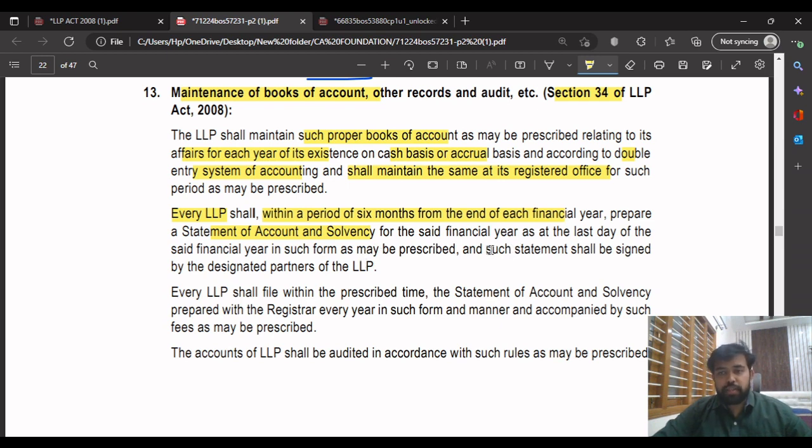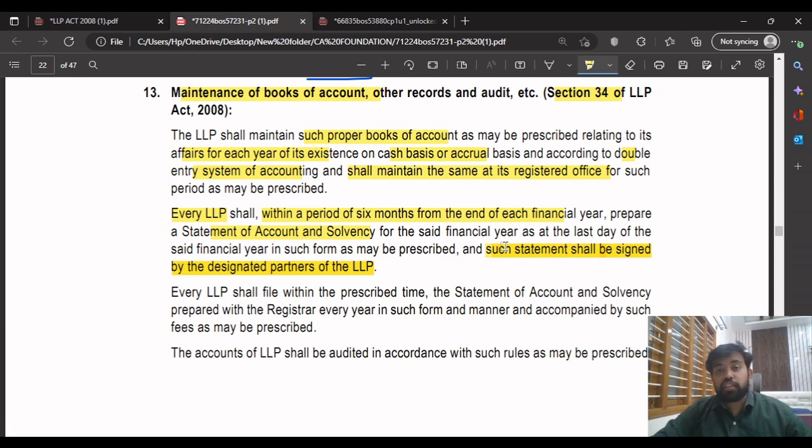As prescribed, the statement shall be signed. This is an important point I forgot to tell. It should be signed by the designated partners of the LLP. This is a very important key point. If you miss this point, they might cut the marks. I'm telling you again, this statement should be signed by the designated partners.